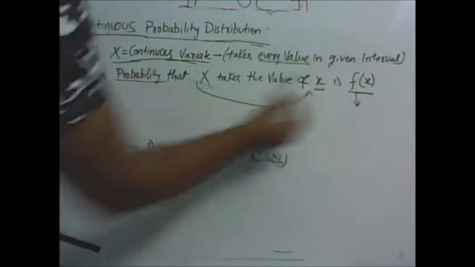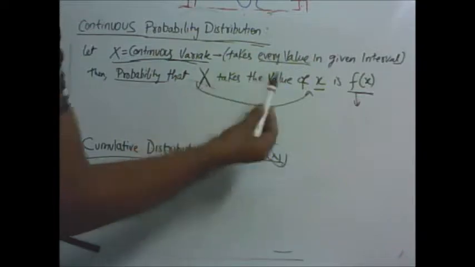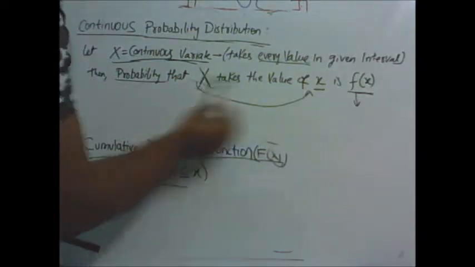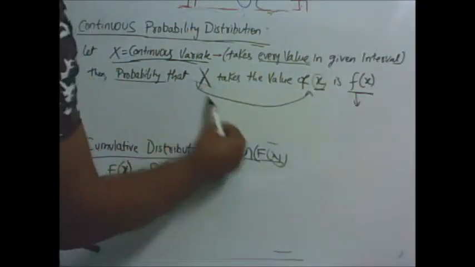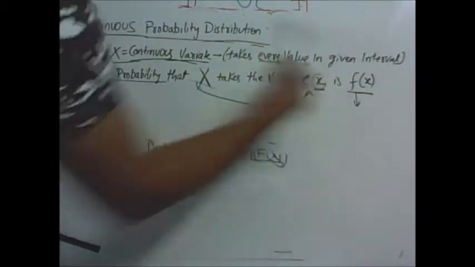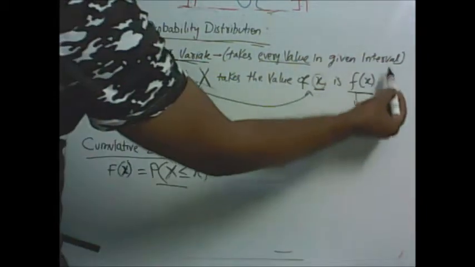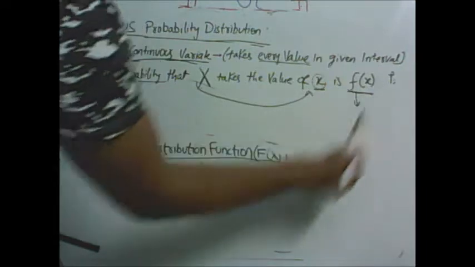the probability of x to take this x is given by f of x. This is a small x, this is capital X. You have to understand the difference. This is a variable, this is a certain value which we expect x to take. So f of x. Earlier we called this pi. Now here we have f of x.